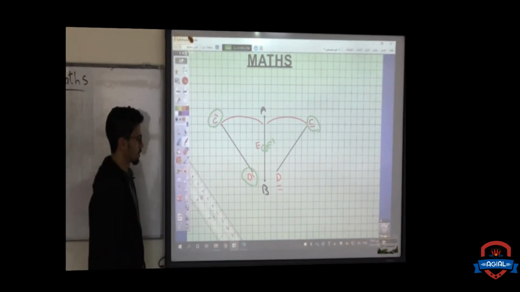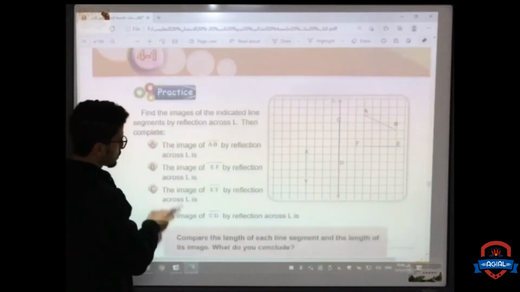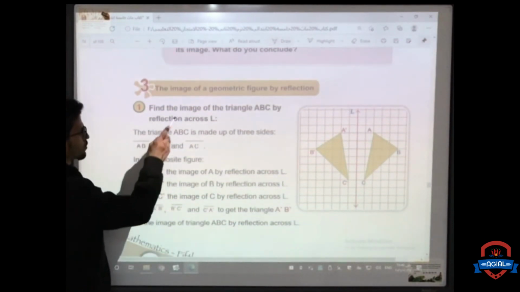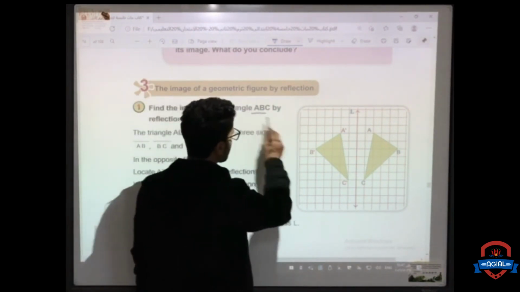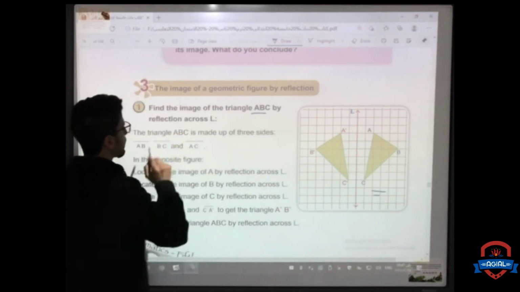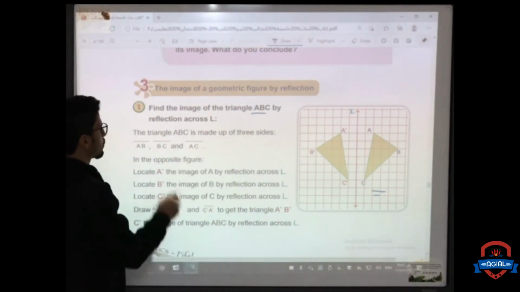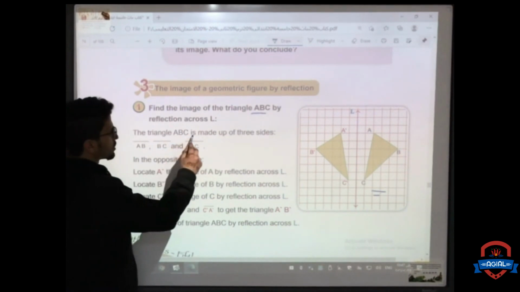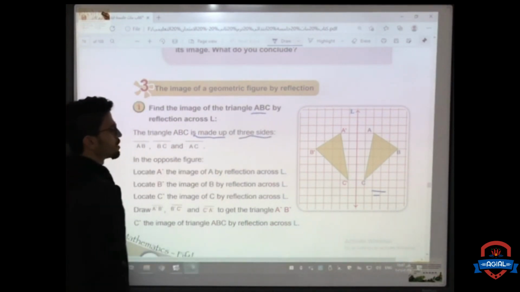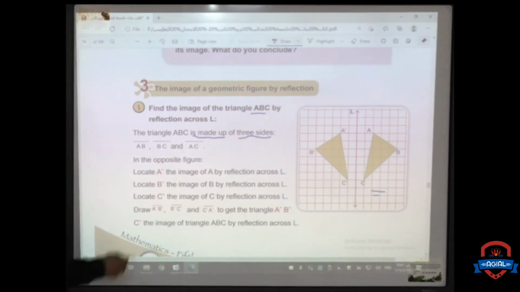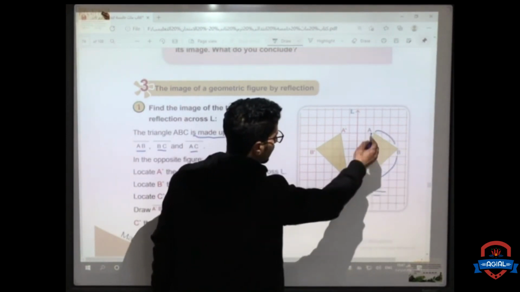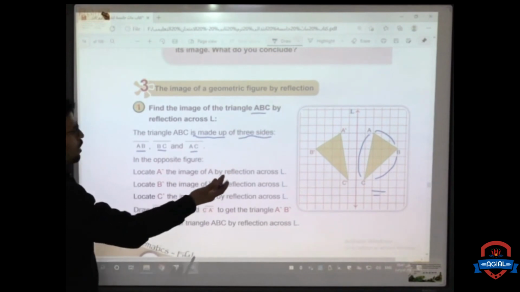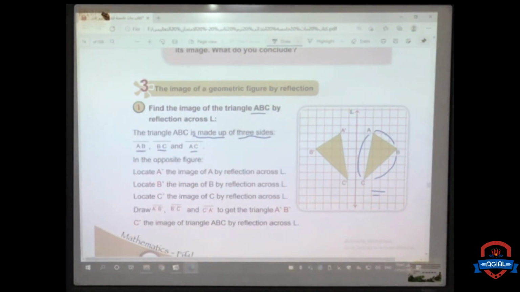So let's complete our lesson. Let's look at the last part of our lesson, how to find the image of a geometric figure by reflection. For example, to find the image of the triangle ABC by reflection across the line L. So we have the triangle ABC made up of 3 sides: AB and BC and AC. So we have to find the image of all these line segments by reflection across the line L.